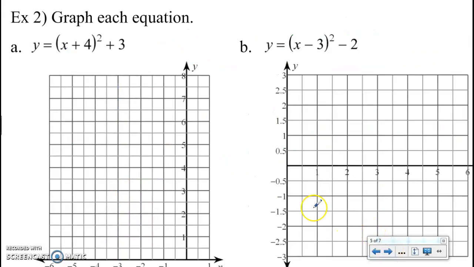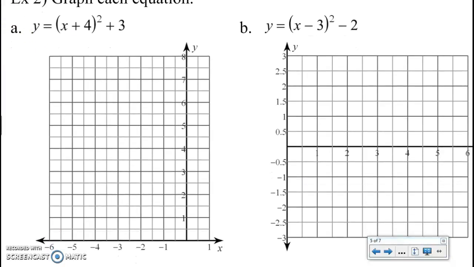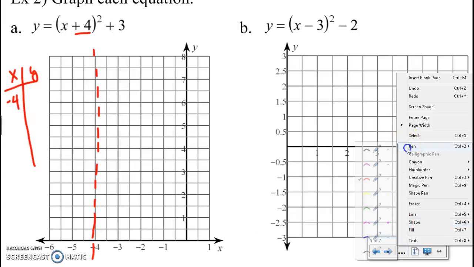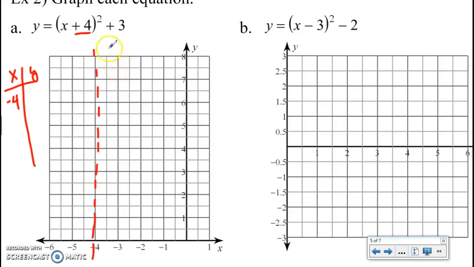Okay, let's do 2 more, and then we'll do some guided practice here. So same idea. Going to change the sign here, so we have negative 4. I'm going to put my table over here. Okay, so there's my axis of symmetry at negative 4. Okay, then to find the other part of my vertex, I'm going to go ahead and take this number, so (-4, 3), and plot that.